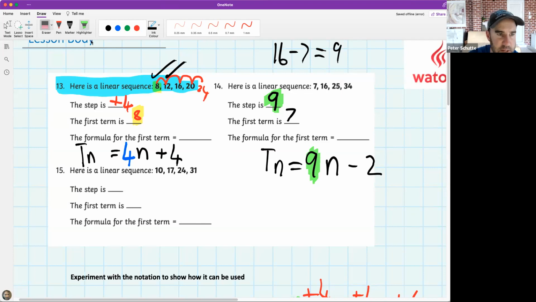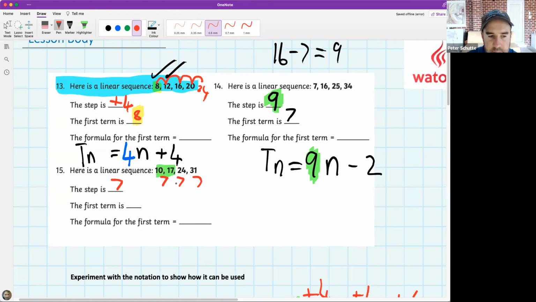Like, if you look at number 15, let's look at number 15 together. What's the step size going to be here? Well, what's the difference between 17 and 10? I think the difference is 7. Like if I went 17 minus 10. But now I need to check what's the difference between 24 and 17? Is it also 7? If it is, I can check the third one. What's 31 minus 24? We know the step size here is 7.